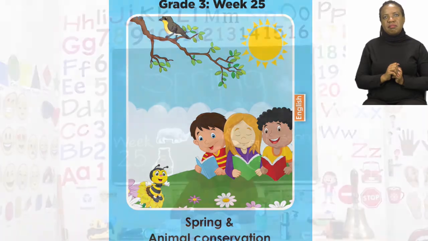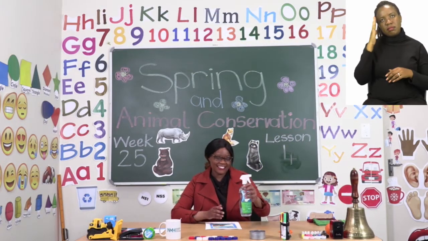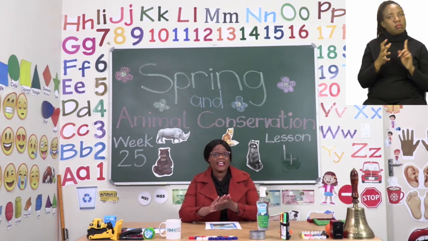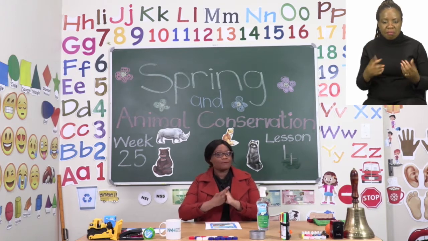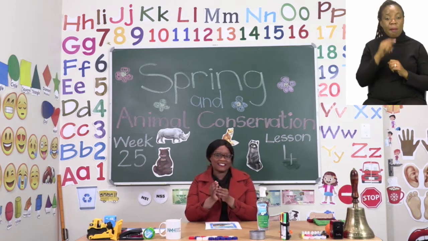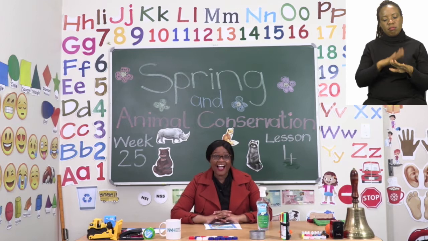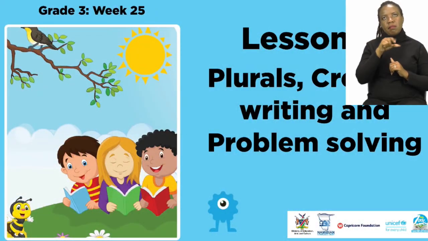Our theme this week is spring and animal conservation. Before we get into any lessons, boys and girls, we know that we need to sanitize. Remember, sanitizing is not just for any little boy and girl, it's also for adults as well. So make sure that the adults that you're with also sanitize when you sanitize. Make sure your hands are dry before you touch anything else. For today's lesson, we will be doing plurals, creative writing, and problem solving.